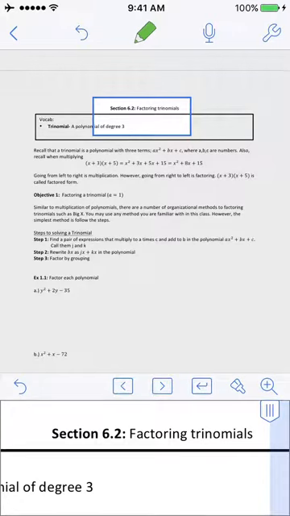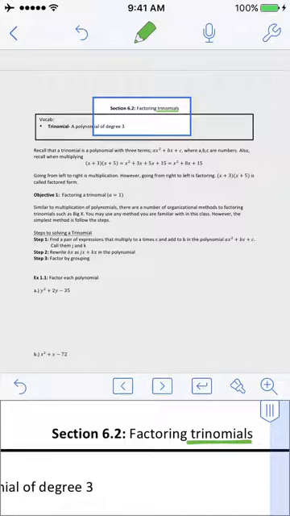Alrighty, 6.2, factoring trinomials. Trinomials specifically. So last section we talked about greatest common factor and factoring by grouping. Greatest common factor works for any size, anywhere, anytime, okay? So any size polynomial you want. Binomial, trinomial, 4 terms, 8 terms, 100 terms, right?